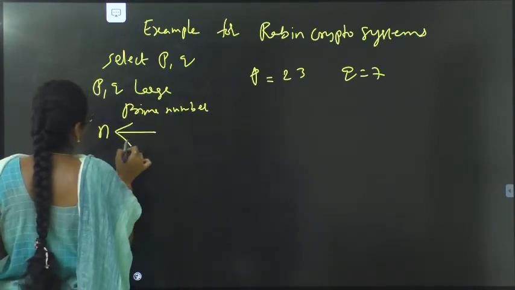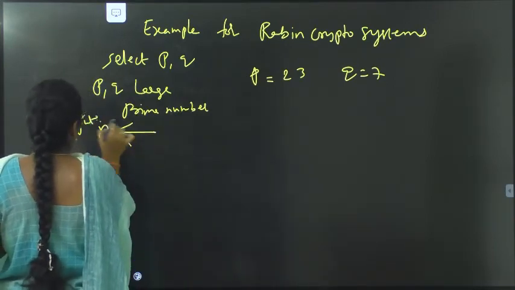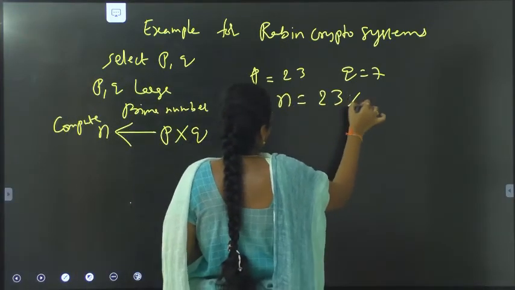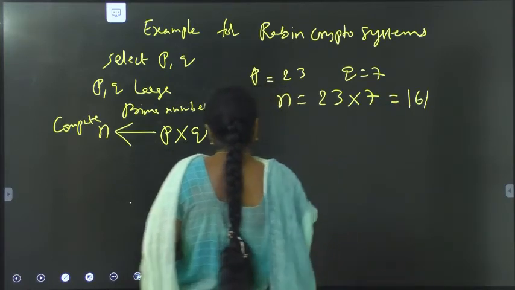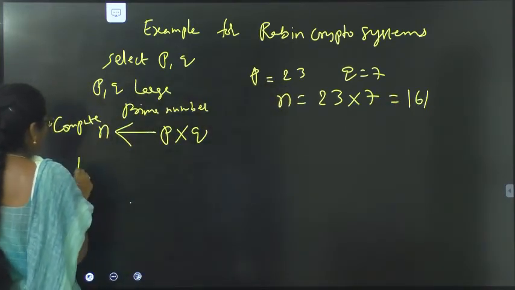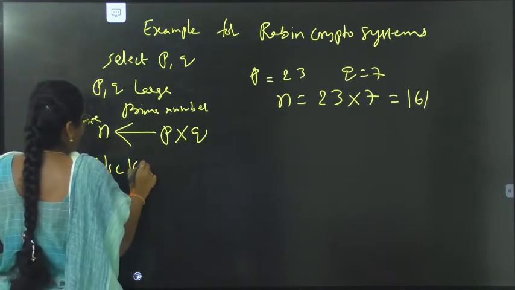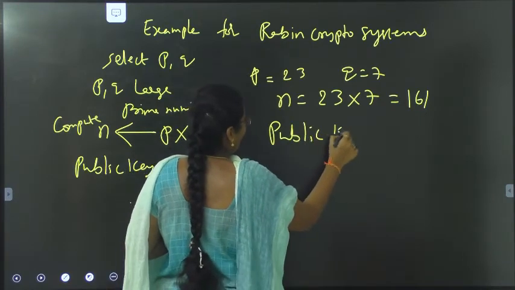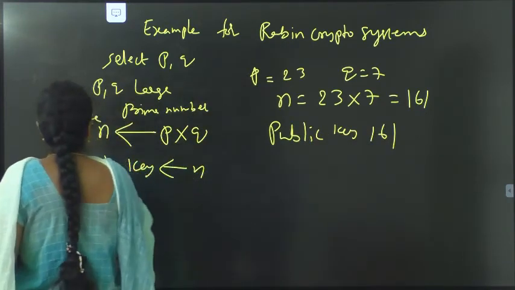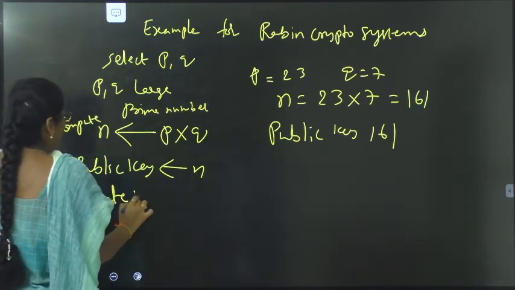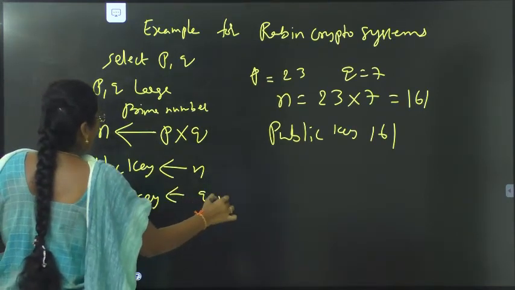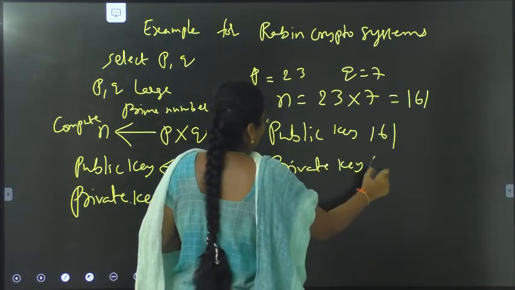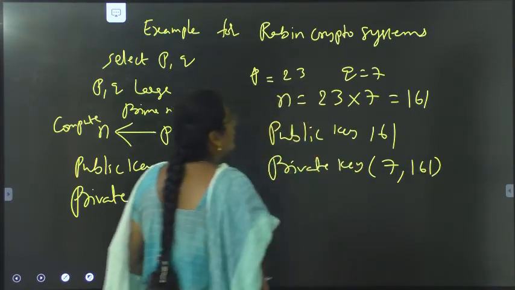Next, compute the n value, n equal to P into Q. So we will get the n value 161. Then we have to decide the public key. Public key is n. So here public key is 161. Next, private key. So what is the private key? Q comma n. So here private key is 7 comma 161. Till here you got by algorithm.